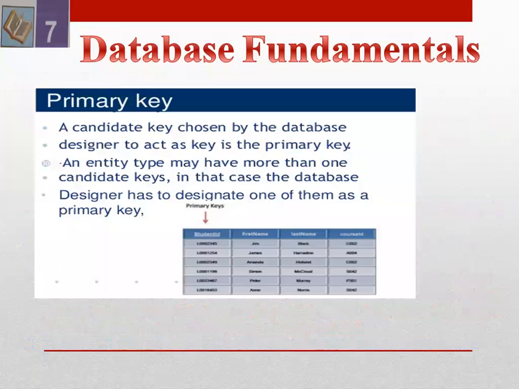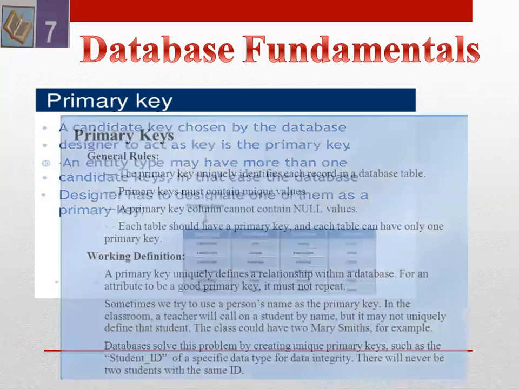Primary key. There are different types of keys, and the primary key is the major type of database key. A candidate key chosen by the database designer to act as the key is the primary key. An entity type may have more than one candidate key. In that case, the database designer has to designate one of them as the primary key.